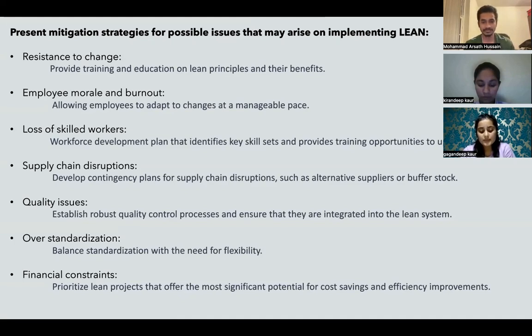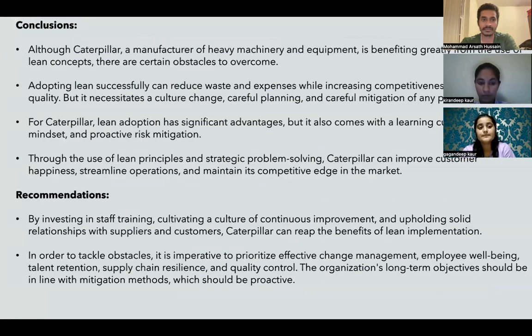For quality issues, establish robust quality control processes and ensure that they are integrated into the lean system. For over-standardization, balance standardization with the need for flexibility. For financial constraints, prioritize lean projects that offer the most significant potential for cost savings and efficiency improvement. Moving to the next slide.